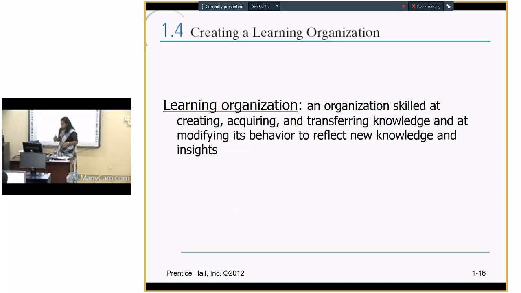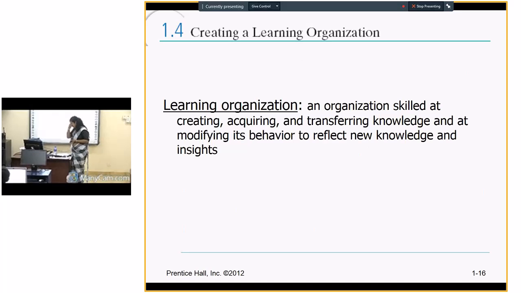Yes, learning organization. What does it mean, learning organization?